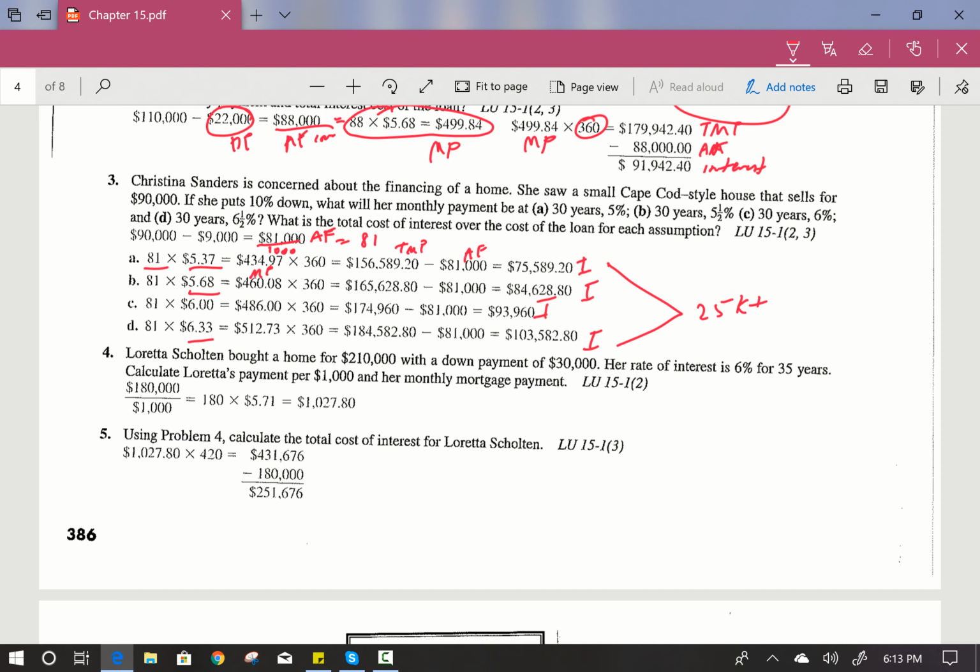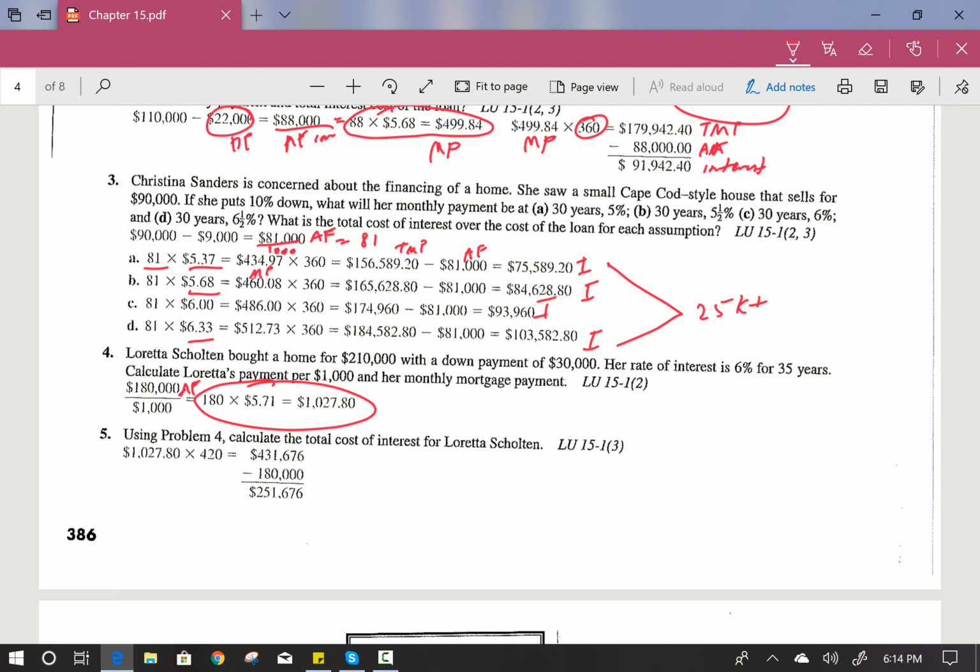Loretta Schulten in number 4 bought a home for $210,000 with a down payment of $30,000. Her rate of interest is 6% for 35 years. Calculate Loretta's payment per 1,000 and her monthly mortgage payment. So subtracting 30,000 from 210 means the amount financed is 180,000. Divided by the table chart of $1,000 gives us 180 times the table factor of 6% and 35 years of 5.71. That gives us a monthly payment of $1,027.80.